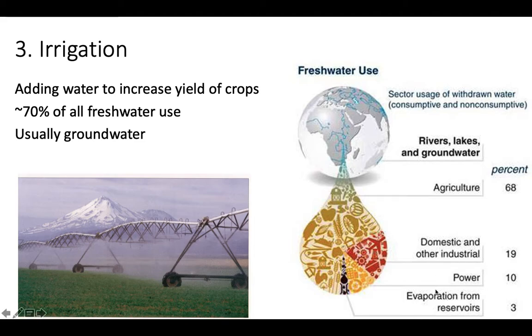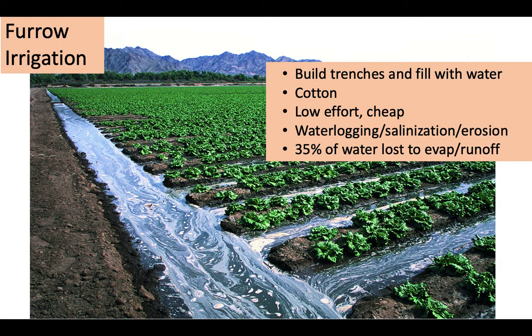Some of it's used for powering things, but most of it is used for watering crops. And this usually comes from groundwater that's underneath the ground. That's why it's called groundwater. And there are 4 different types of irrigation that you need to be responsible for. The first is furrow irrigation, where basically they plant their crops in a straight line, they dig a bunch of trenches, and they fill those trenches with water.